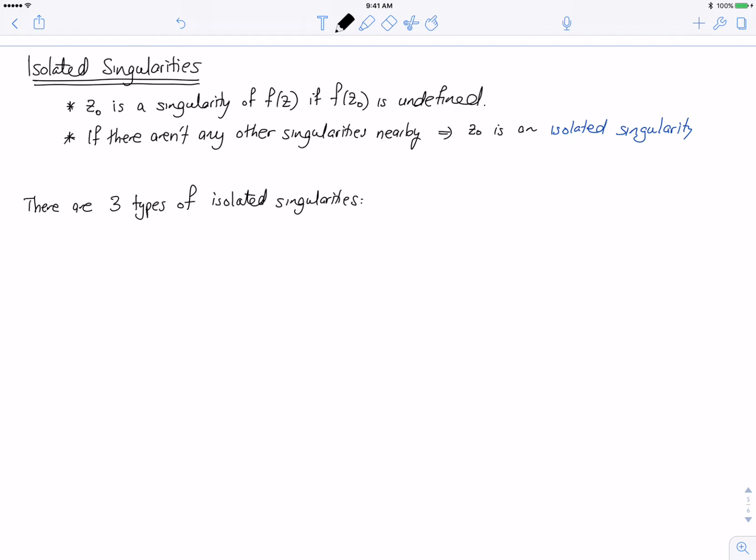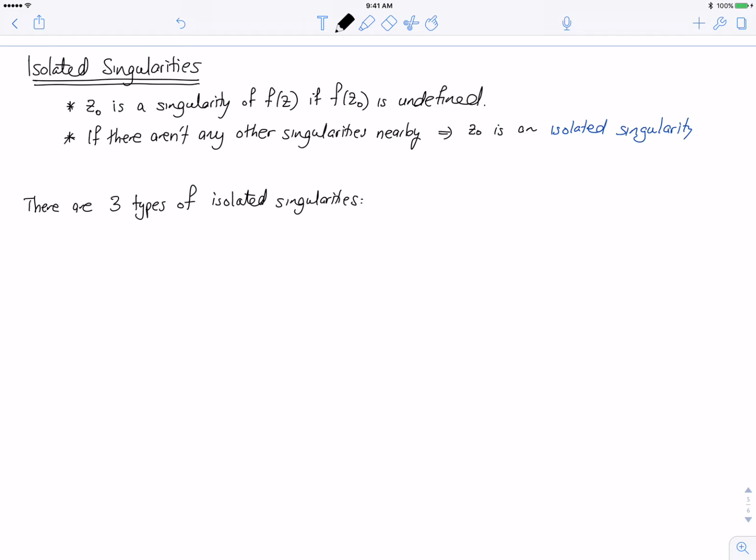Okay, I'm now going to talk about isolated singularities. So if you have a function f of z and f is undefined at some point, call it z naught, we call z naught a singularity. And if there are no other singularities nearby, so there's some neighborhood around z naught where there are no other singularities, in that case, we call z naught an isolated singularity.